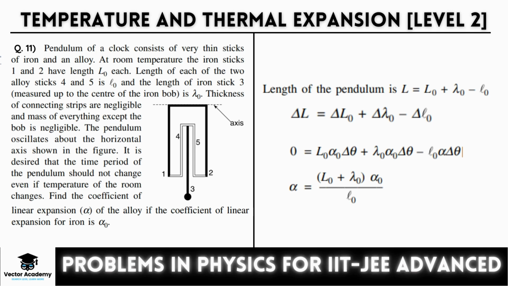Solving it gives alpha equals L0 plus lambda 0 into alpha 0 divided by small l0.